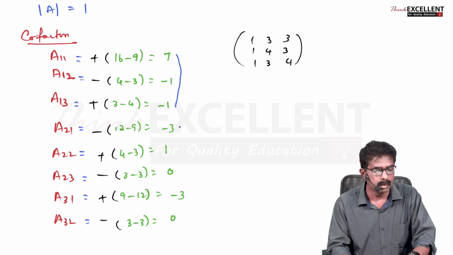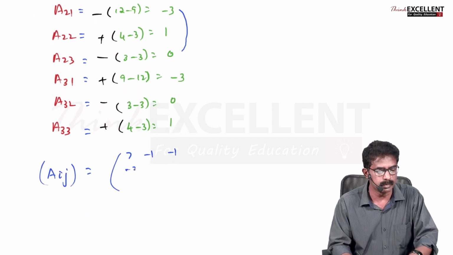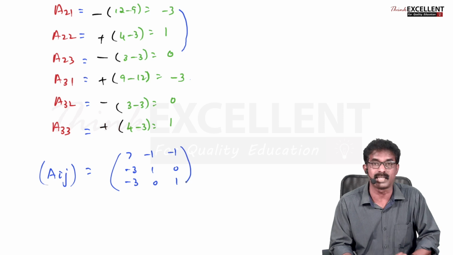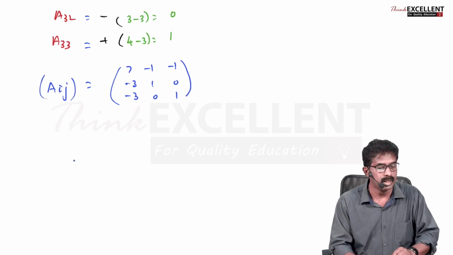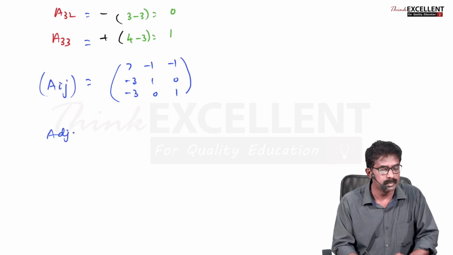Second one, minus 3, 1, 0. Last one, minus 3, 0, 1, right? This is the cofactor matrix, but we want adjoint A, right? So adjoint A is the transpose of the cofactor matrix.